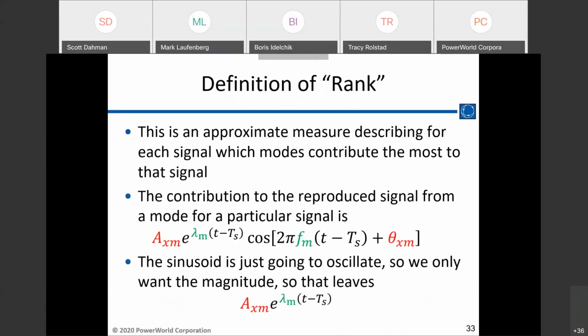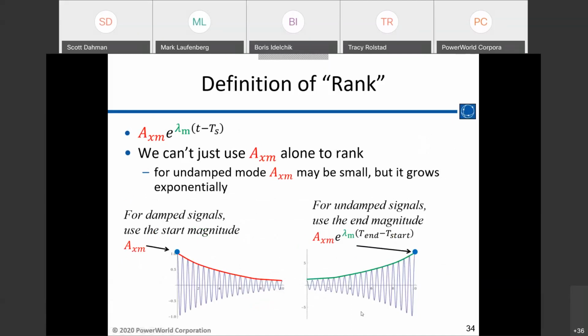All right, but first of all, we have to describe what the rank is. Qualitatively, what I just said sounds great. It's which modes are in this signal, but how does that actually get calculated? So our modes are made up of these contributions. This is the contribution of each mode to a particular signal. We don't really want the cosine term because that's just oscillating. We want the magnitude. But then we have a little bit of trickiness here, because you could say, well, I don't really want the damping, I just want the magnitude.